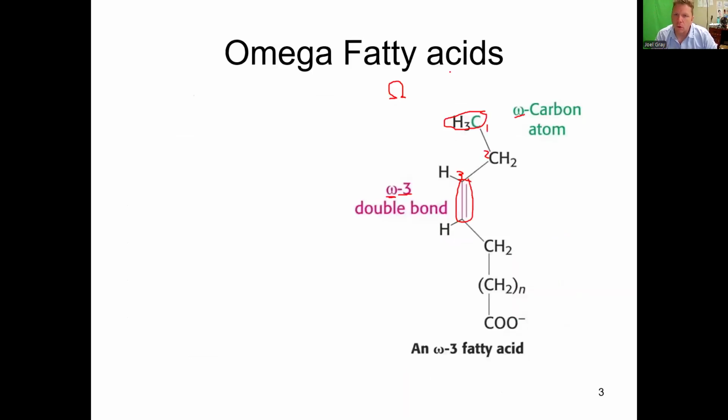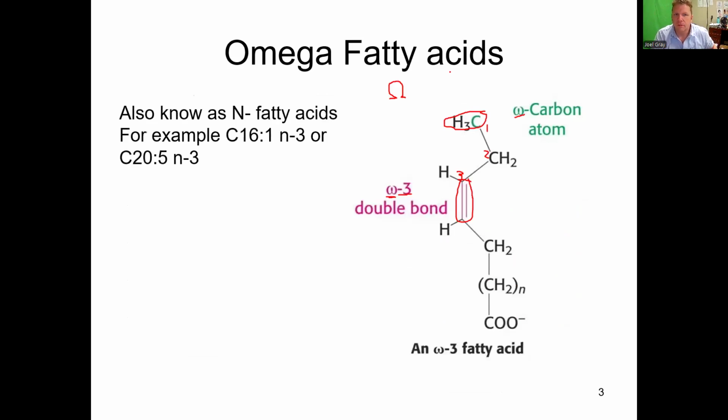Okay, so omega-3 fatty acids or omega fatty acids are also known as n fatty acids. For example, if you see something like this, n-3, that is a fatty acid, C16:1, 16 carbons long, 1 double bond. Where is that double bond? It is found on our 3rd carbon from the end.